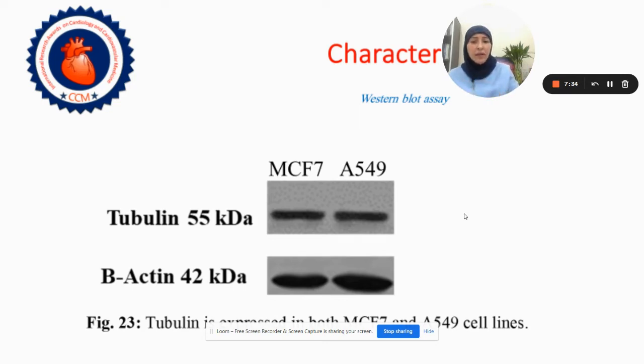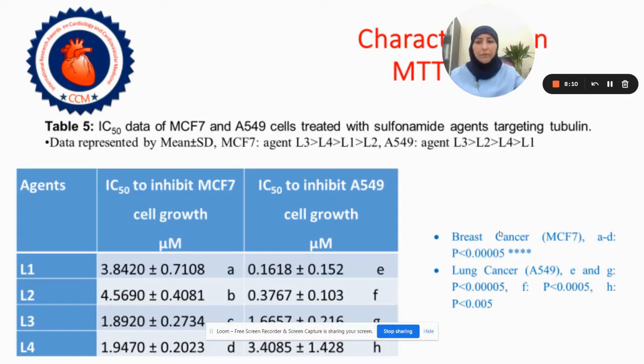We wanted to test them on two different cell lines. MCF7 is a breast cancer cell line, and A549 is a lung cancer cell line. So we grow the cells in the plates, collect them, lyse the cells, and run Western blot to collect the proteins. You can see from the first bands that tubulin exists in these two cell lines. Beta actin, we use as a housekeeping or control gene.